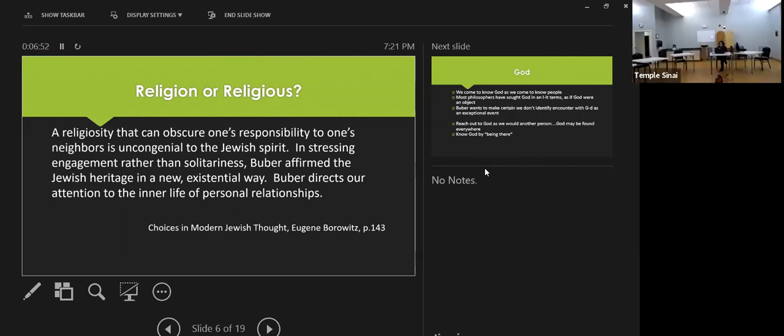Interesting, right? So who was Buber talking to? Who was this teaching for? What was it for? We know where he lived. We know where he continued to study and write.